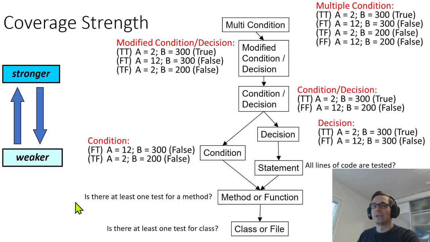Slightly better coverage would be when you have method or function coverage. So it would be satisfied when there is at least one test for each method in the program. More advanced coverage again would be statement coverage, which would imply whether all lines of code are tested, or what is the percentage of lines in the source code that are tested.